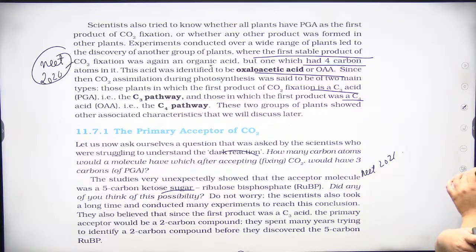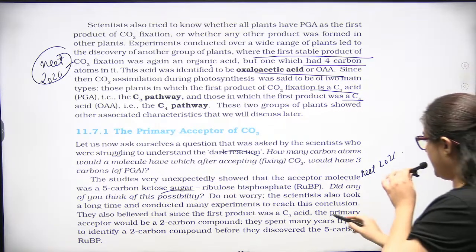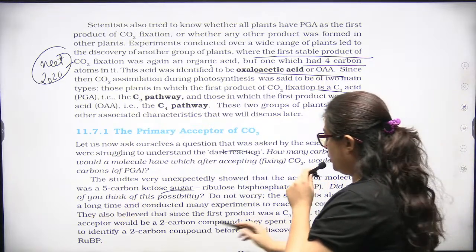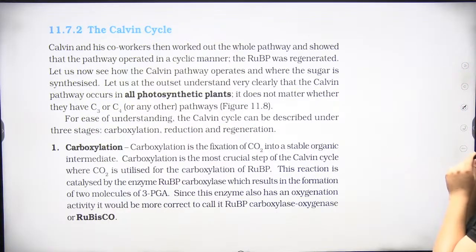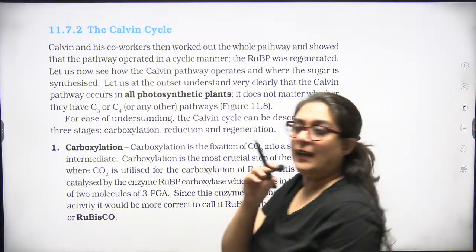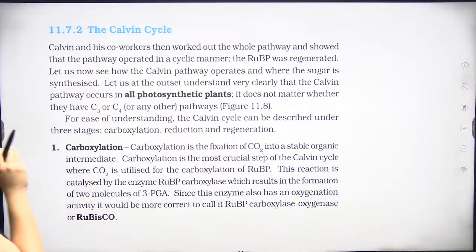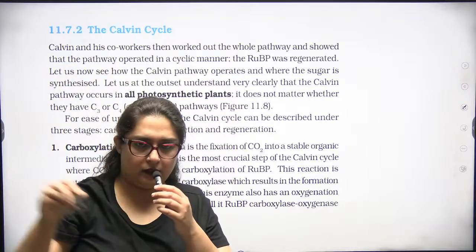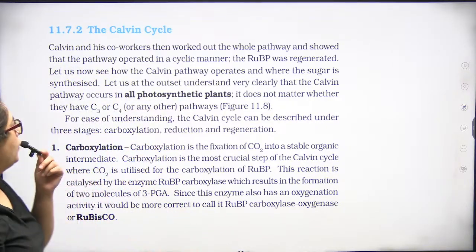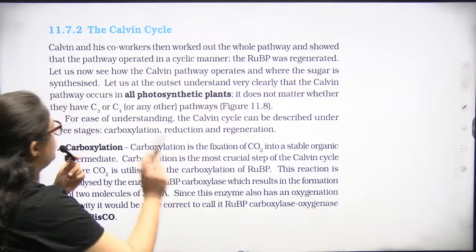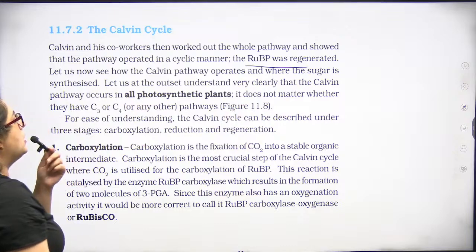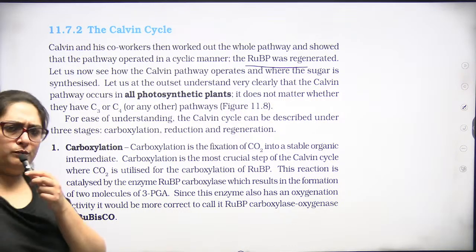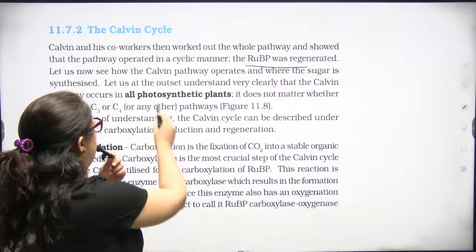Now, they also believed that since the first product was a C3 acid, the primary acceptor would be a 2 carbon compound. They tried to identify the 2 carbon compound before they discovered the 5 carbon one. Now, what do you mean by the Calvin cycle? Calvin and his co-workers understood a cyclic chain, which actually tells the RuBP regeneration. The Calvin pathway occurs in all photosynthetic plants.